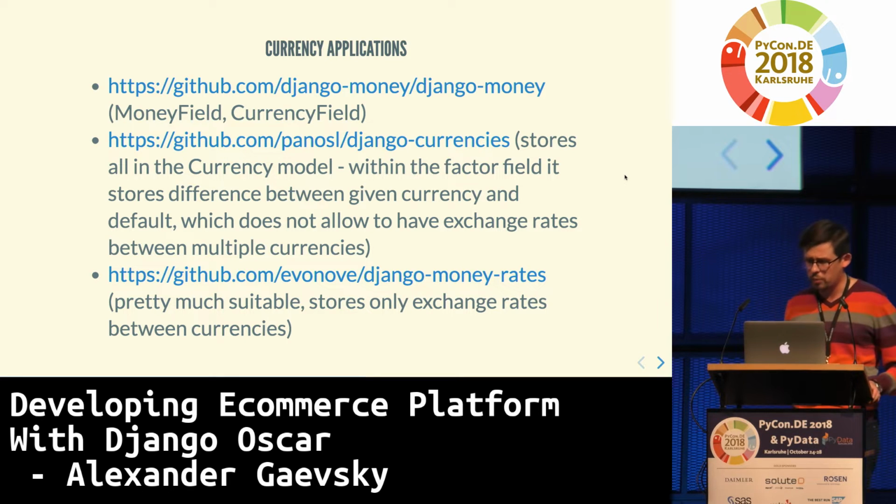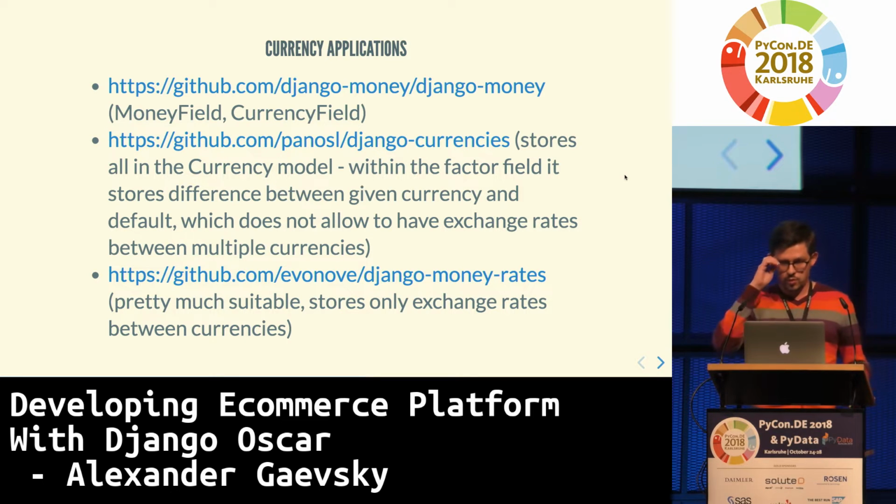So you can integrate a ready-made Django application: Django Money, Django Currencies, and Django Money Rates. Django Money has a money field and currency field. Django Currencies has a currency model, and it already has a factor field, which means the difference between the given currency and the base currency. But if you need to have several base currencies, for example Swiss francs, euro, and dollars, it may not work. Django Money Rates is pretty much suitable, so it should work as well.